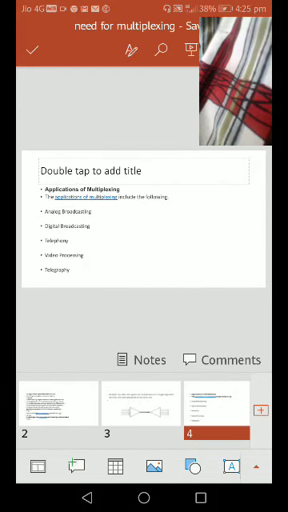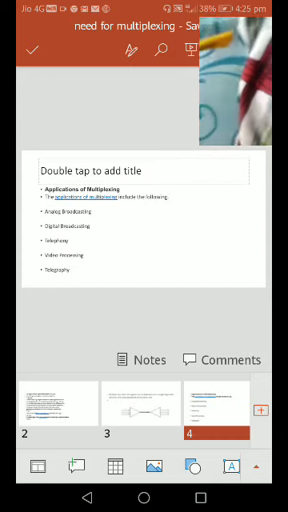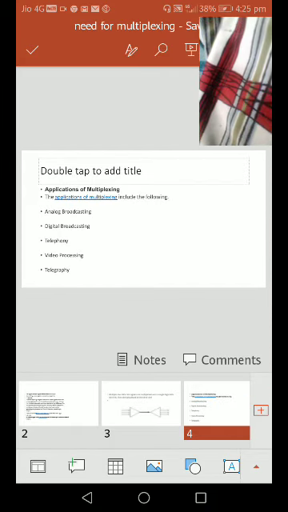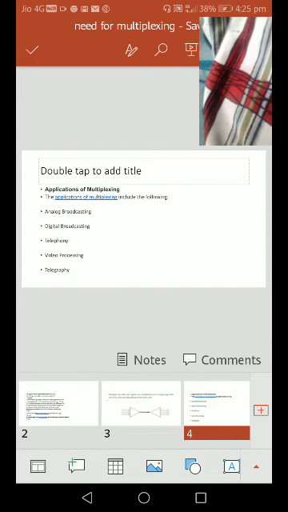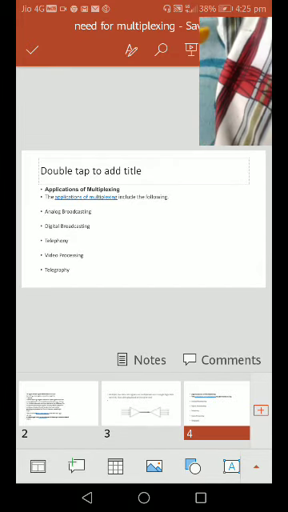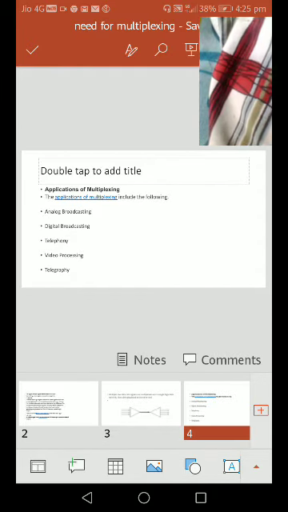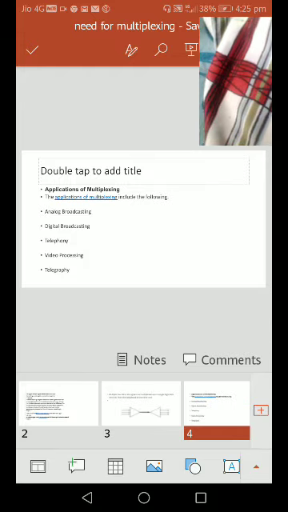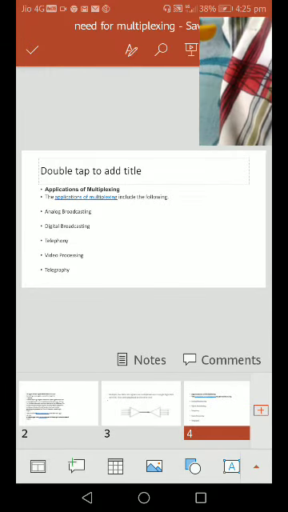The next application provided by multiplexing is the telegraph. Telegraph means tele, far, and graphics, and this is also different data that we share by sending the information.